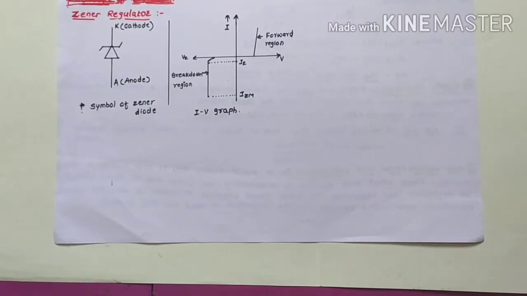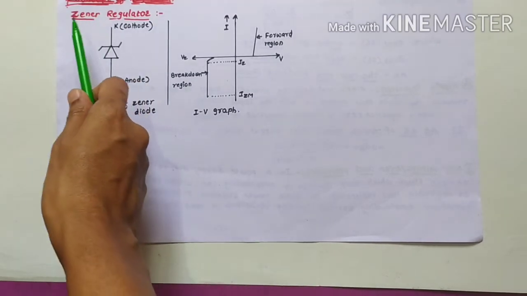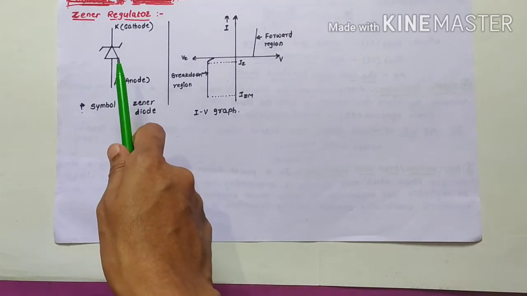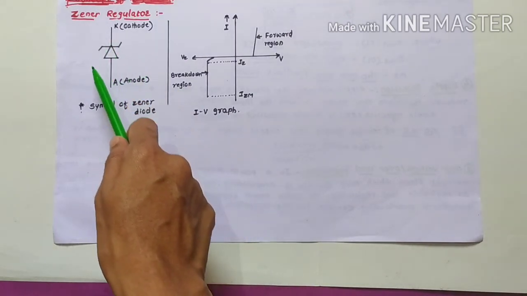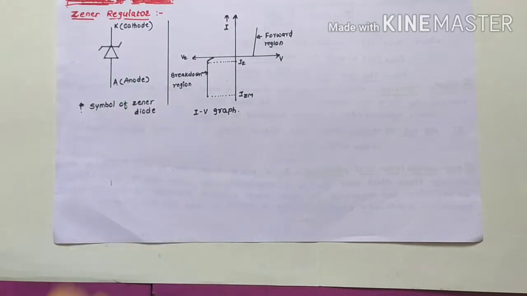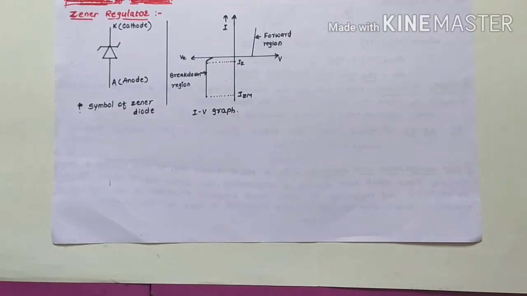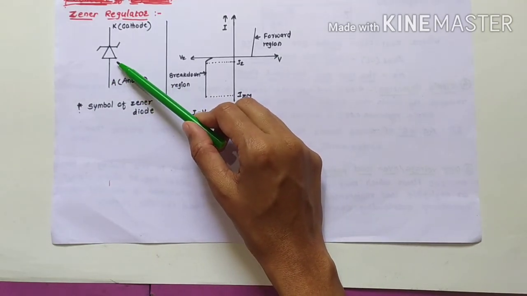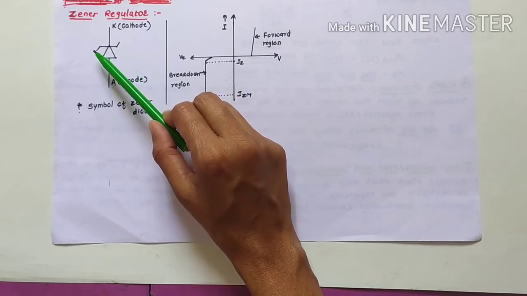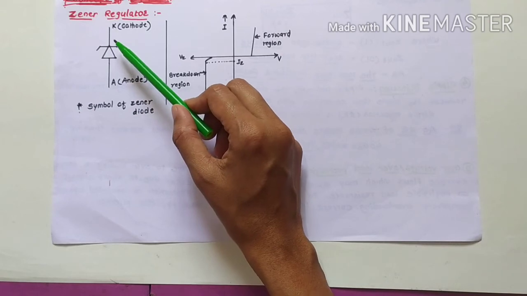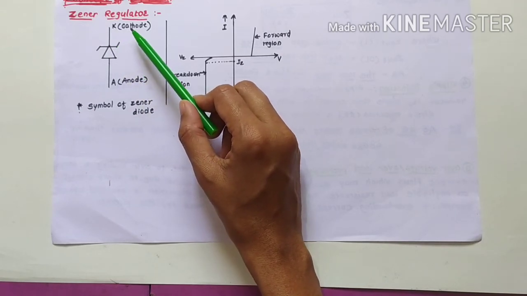Now this is the first voltage regulator, called the Zener regulator. This Zener is a semiconductor device. This is the symbol of a Zener diode. This is the anode of the diode, while this is the cathode. This figure shows the symbol of a Zener diode. You can see this cathode looks like a Zener Z shape. So the name is given Zener regulator.